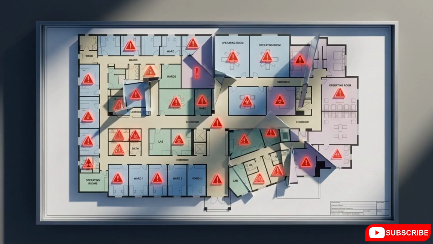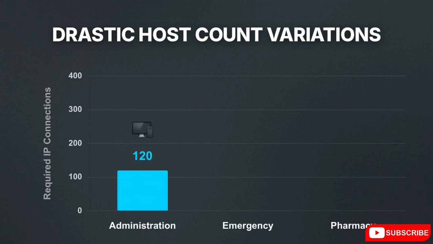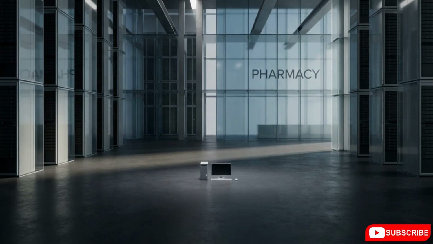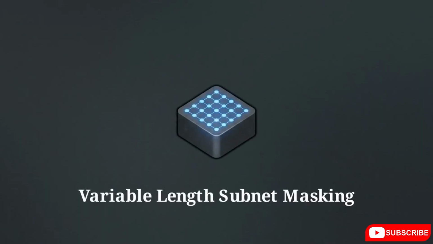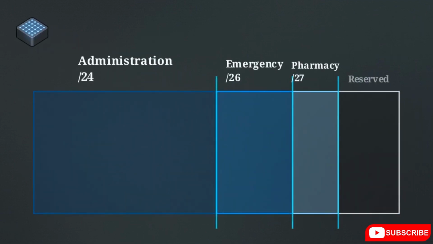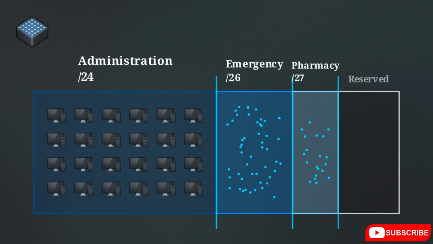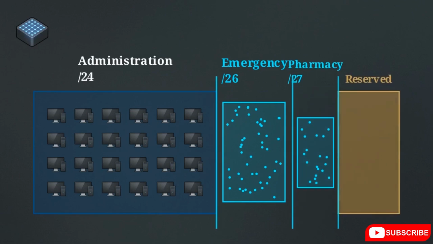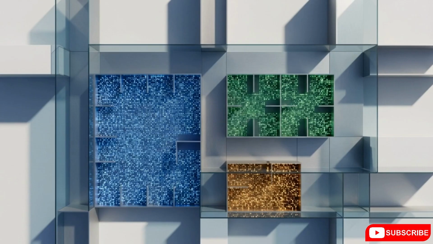Looking back at the hospital blueprint reveals a complication. Administration requires hundreds of connections, the emergency room needs 50, and the restricted pharmacy needs only 20. Assigning them equal /24 blocks would mean handing the pharmacy over 200 IP addresses that will never be used. The solution shown here is variable length subnet masking. By applying different subnet masks to different sections of the address block, engineers can carve the space into unequal pieces, a /26 for the emergency room and a /27 for the pharmacy. The addressing perfectly matches the device count, ensuring zero waste regardless of the department size.